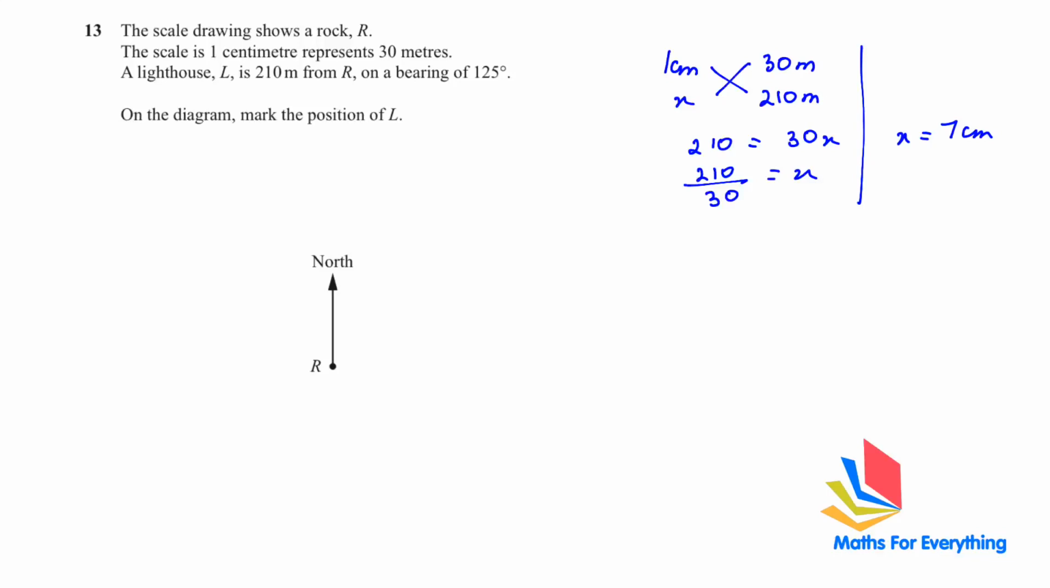And now we need to find on a bearing of 125. The first thing you need to know about bearing is that it goes clockwise from north. So this is north. It goes clockwise like this. So this is the 125 we need to find here by putting a protractor. I made a mark here, and now we'll measure 7 centimeters. This is 7 centimeters. This is 125, and this is the position L.